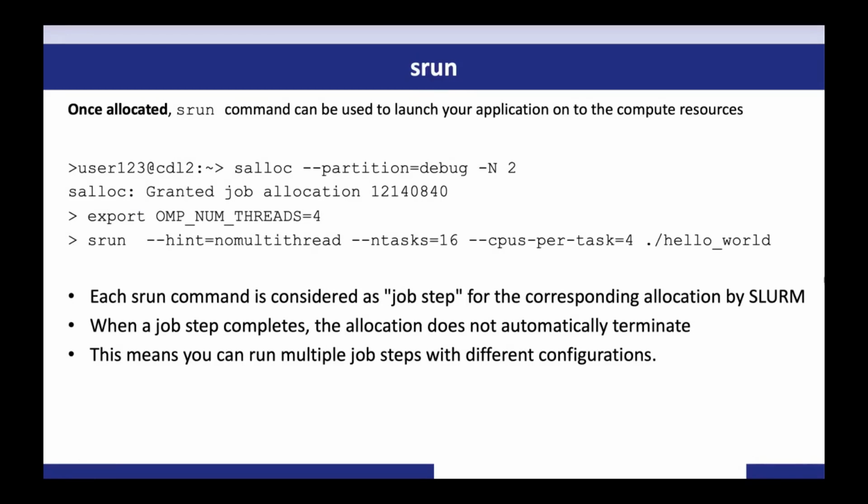Once allocated, the srun command can be used to configure the available resources to launch the job that suits the application requirement. In this example, the application Hello World is a hybrid OpenMP and MPI application. The srun command launches Hello World with 16 MPI processes, each capable of spawning 4 OpenMP threads. --hint=nomultithread ensures that each MPI process and OpenMP thread runs on a physical core and not as a hyperthread.